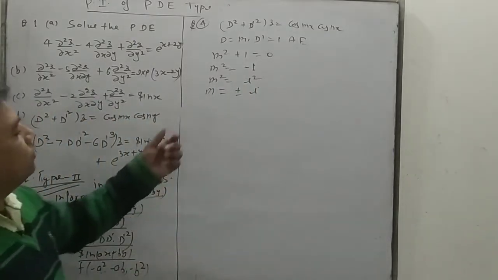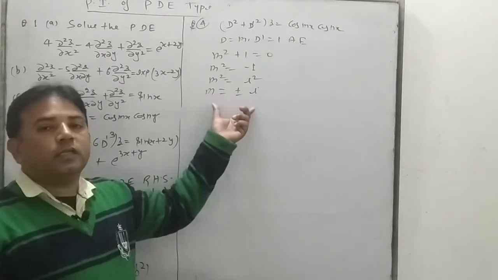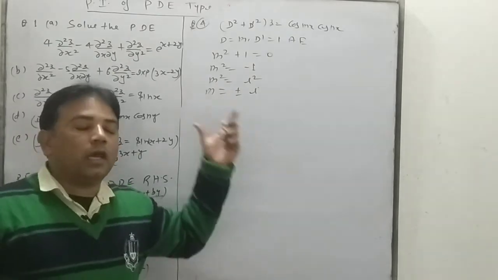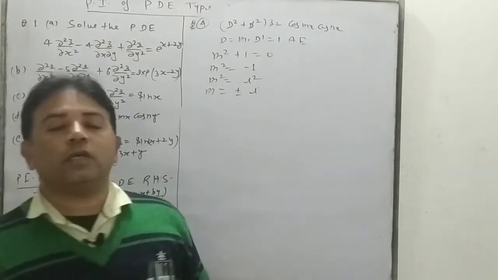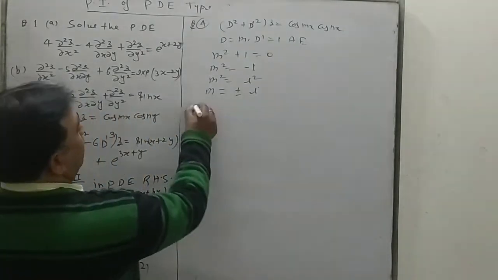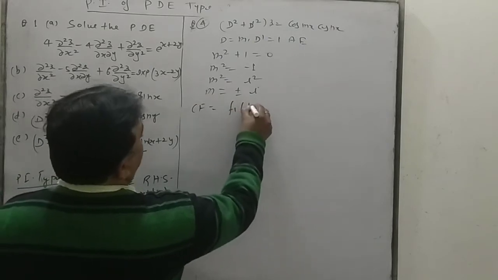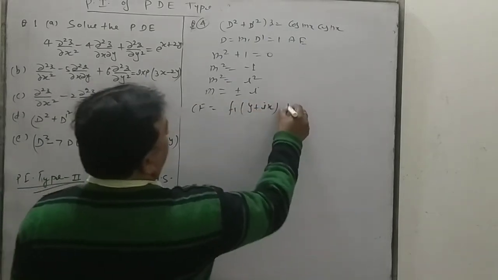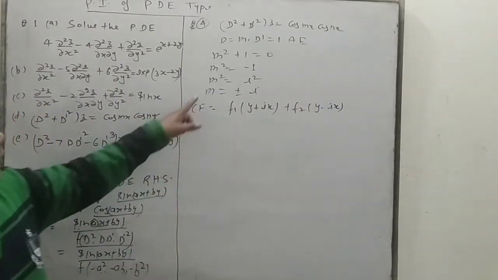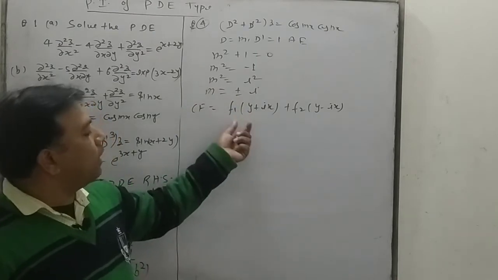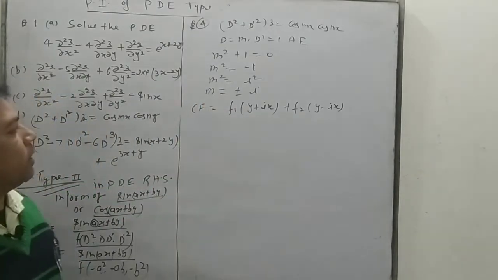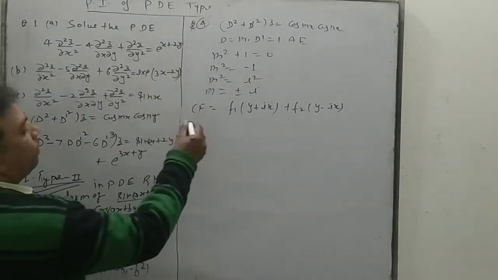We are not separating imaginary or real parts in this partial differential equation. Only for the ordinary differential equation do we separate whether the roots are imaginary or real. So CF = f1(y + ix) + f2(y − ix). The values of m are +i and −i, which we write in place of m1x and m2x. This is the CF of this partial differential equation. After that, the PI.